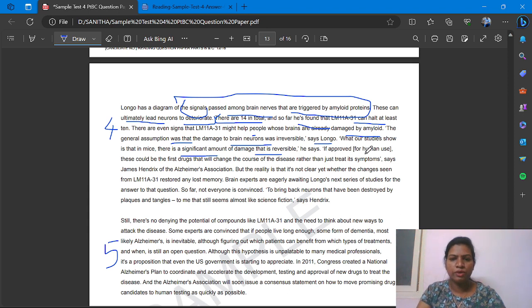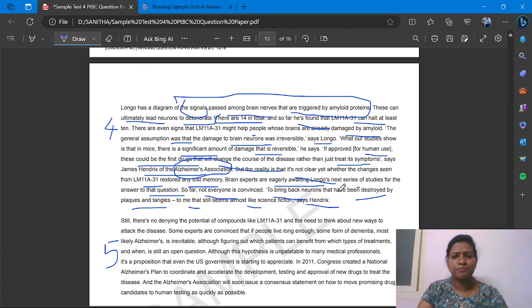He says if approved for human use, these could be the first drugs that change the course of the disease rather than just treat the symptoms, says Hendrix of the Alzheimer's Association. But the reality is that it's not clear yet whether the changes seen from LM11A31 restore any lost memory. Brain experts are eagerly waiting for Longo's next studies for the answer. Not everyone is convinced. Bringing back neurons destroyed by plaques and tangles still seems almost like science fiction, says Hendrix.